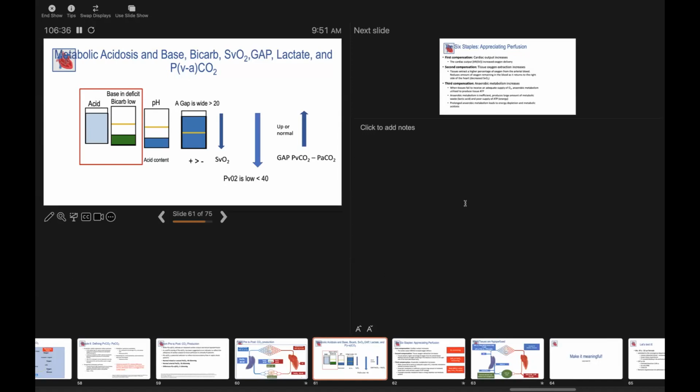And my PbCO2 is going to tell me about problems with production. So if my PbCO2 is 55, 60, 70, I'm producing a lot of CO2. That's going to be an incredible burden for my lung. If my lung is able to regulate it, then my arterial CO2 will be normal. If I can't regulate it, I'm going to need intubation. I'm going to need ventilatory management.